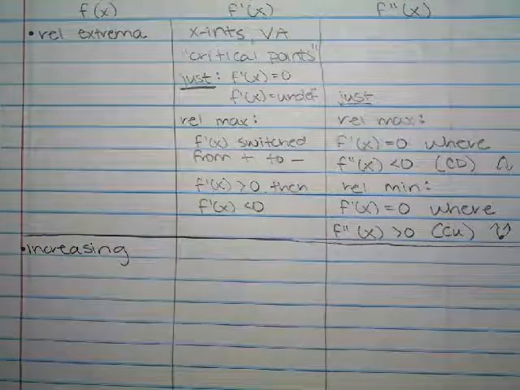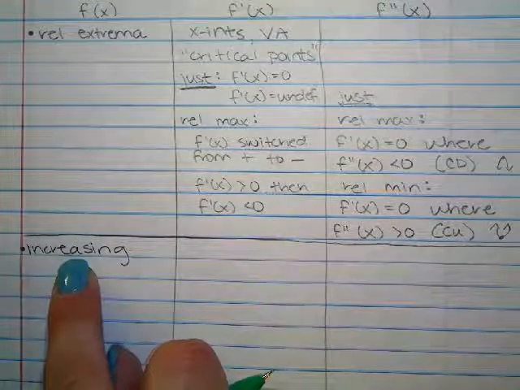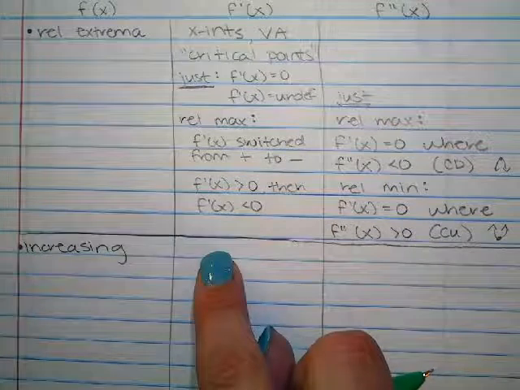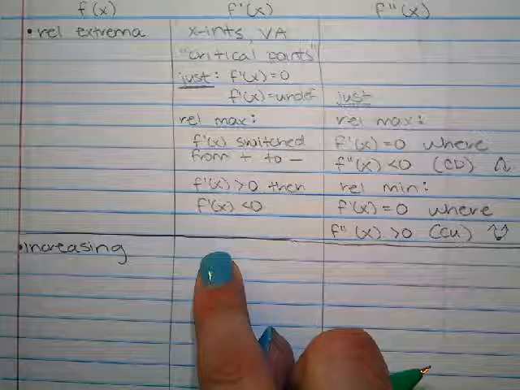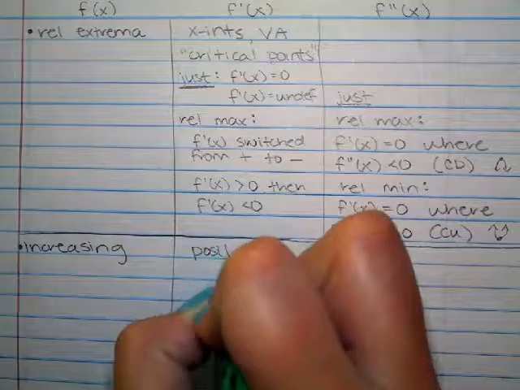How do you know that the original function is increasing? By looking at the graph of the first derivative. It is above the x-axis. It has positive outputs on the sign chart. It is above the x-axis.